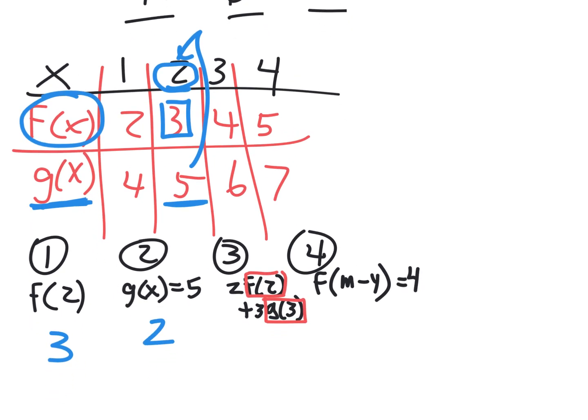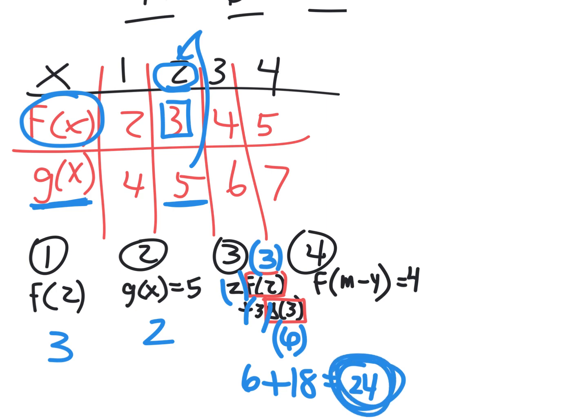Number 3. First you figure out f of 2. F of 2 was 3. Then you figure out g of 3. G of 3 was 6. Now I have 2 times 3 plus 3 times 6. 2 times 3 was 6, plus 3 times 6 is 18. 24. Who had 24? That was a kind of medium hard one.